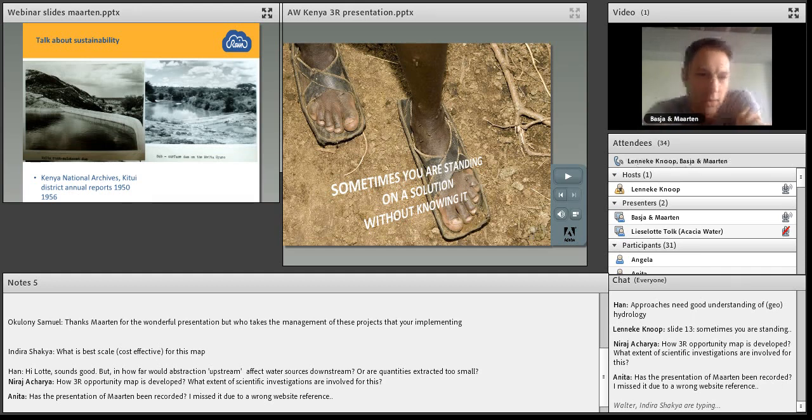Have you done any monitoring on sand dam and groundwater levels? No, unfortunately not, and I wish we had done it. There has been some research done some time ago, I think it was 5 or 6 years ago, on water levels and sand dams.